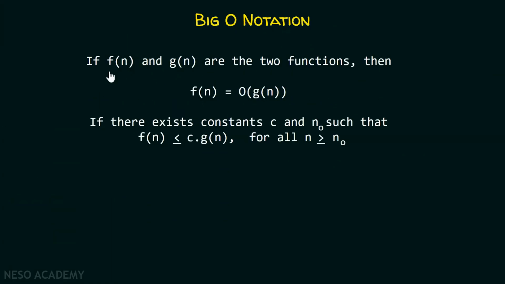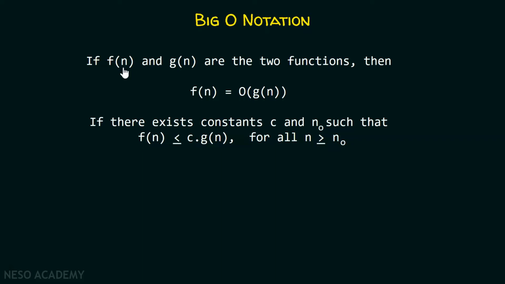Let's see the formal definition. If f(n) and g(n) are two functions, then f(n) is equal to big O of g(n) if there exist constants c and n naught such that f(n) is less than or equal to c dot g(n) for all n greater than or equal to n naught.